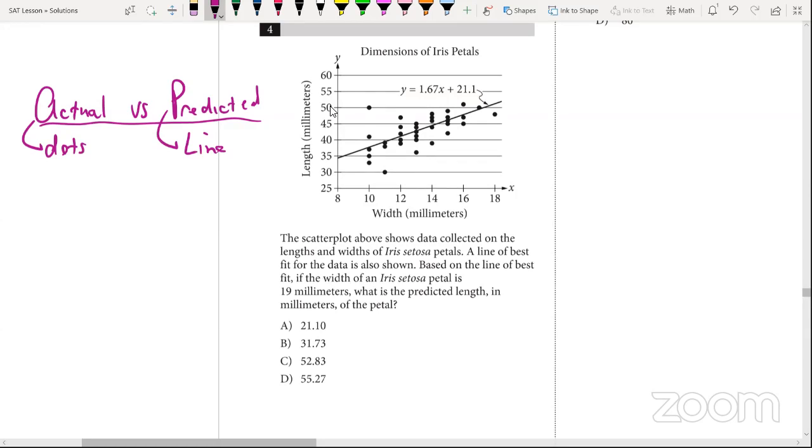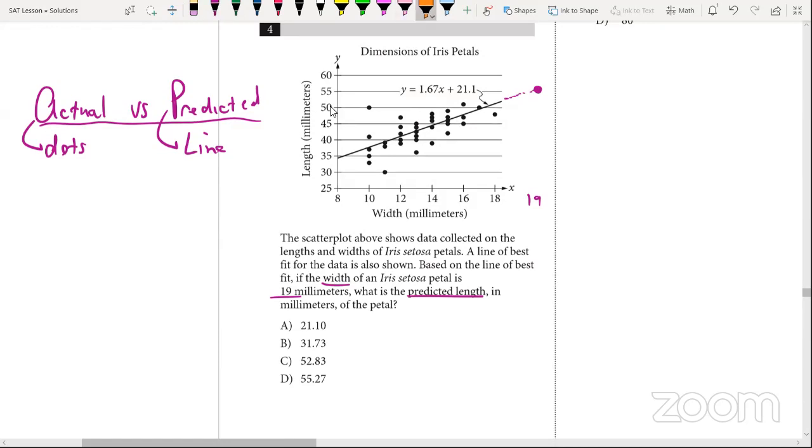So here, we're saying the width is going to be 19. So we're going on the x-axis to where the width is 19. That would be somewhere around here. And we're saying what's the predicted length? So not the dots, but the line. And where's the line going to be when x is 19? So where's that value right there? Just looking, it looks like 55.27.